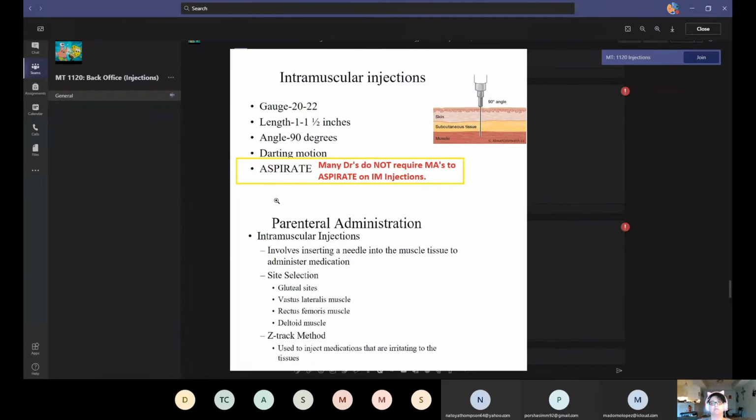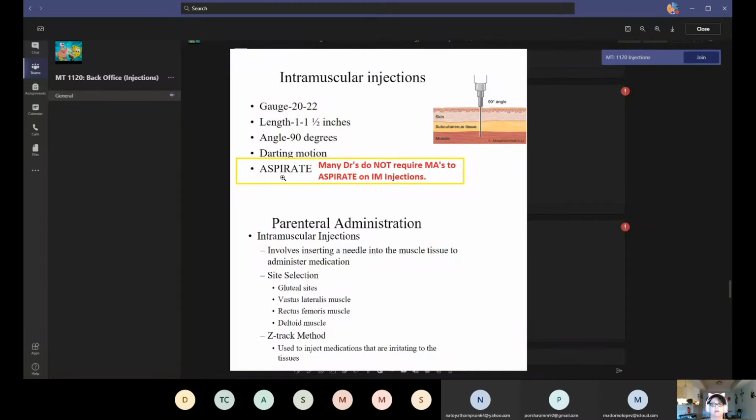Now, this is where the controversy comes in. It says to aspirate. Now, I don't remember what your book says. And what aspirate means is to pull back on the plunger slightly once it's in the arm or the hip area, whatever, to see if you have blood in the syringe. I would say 90% of all of my students come back and tell me we do not aspirate.